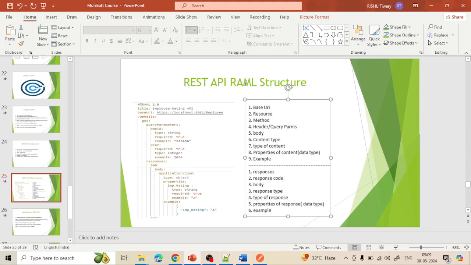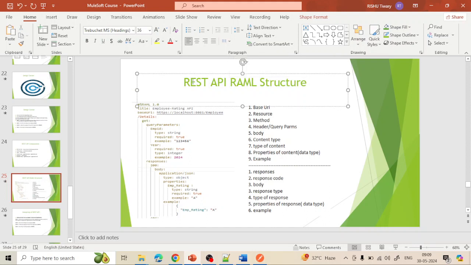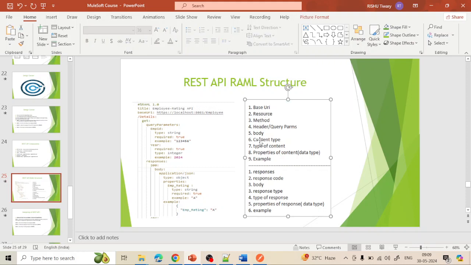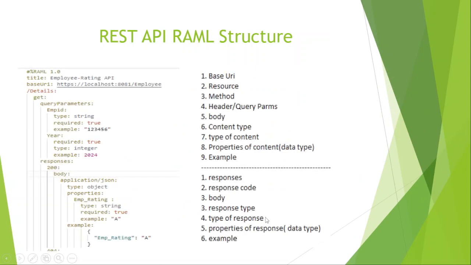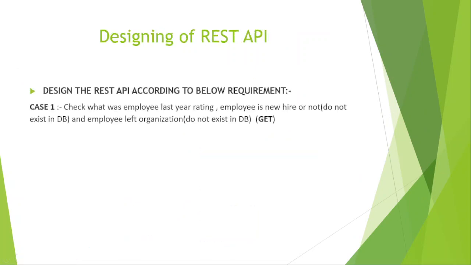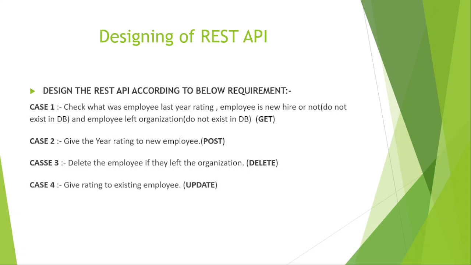So in upcoming classes I am going to create the API using RAML. Now you have to remember this structure. If you remember this structure, it will be easy for you to create. Now this is all about the basic introduction. In upcoming classes I am going to follow this structure, and I am going to create a REST API, and I am going to test the REST API.